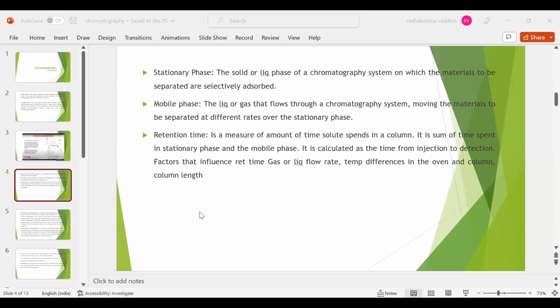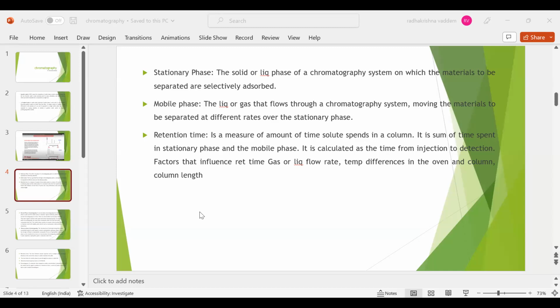Definition of stationary phase. Stationary phase is a liquid or solid phase of the chromatography in which materials to be separated are selectively adsorbed. Mobile phase moves through and carries the material to be separated along the stationary phase.